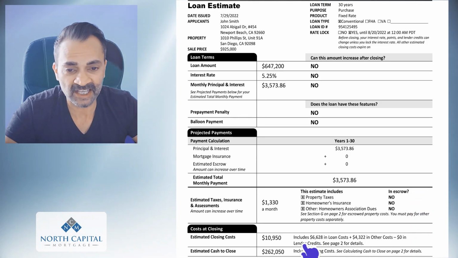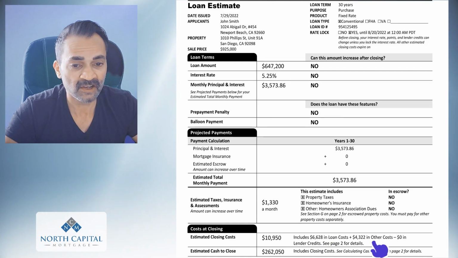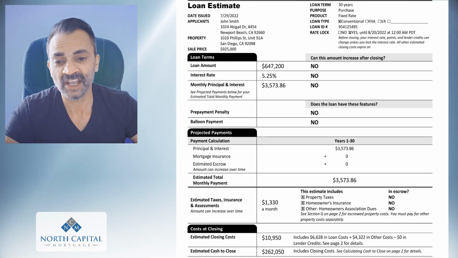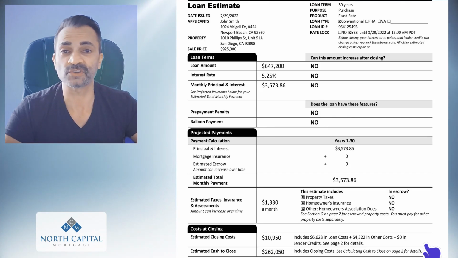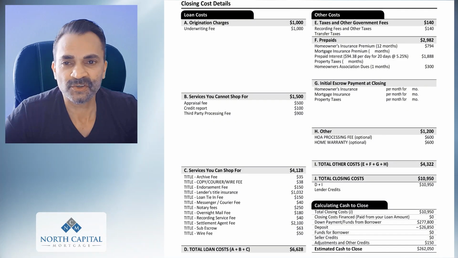Estimated closing costs, $10,950. That includes $6,600 in loan costs, $4,300 in other charges, and we're going to look at that on the next page. Estimated cash to close is very high, and that's because that also is going to include the remainder of their down payment. Page 2 of your loan estimate.